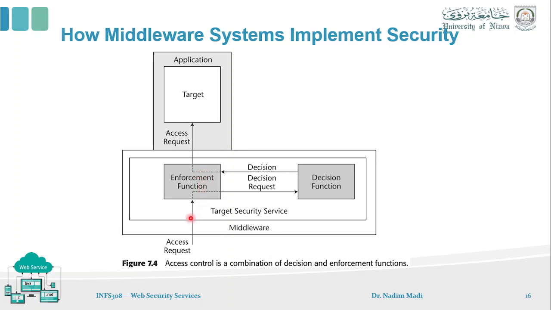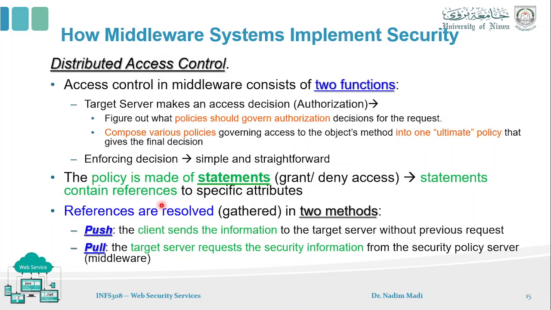So it's from the interaction that happens between the enforcement function and the decision function. The decision request is made, the decision is obtained by the enforcement function, and then the specific decision is provided in implementation. The policy is made of statements. As I told you before, the statements can be in the form of a granting statement, a denying access statement, or an allowing with restrictive access statement.